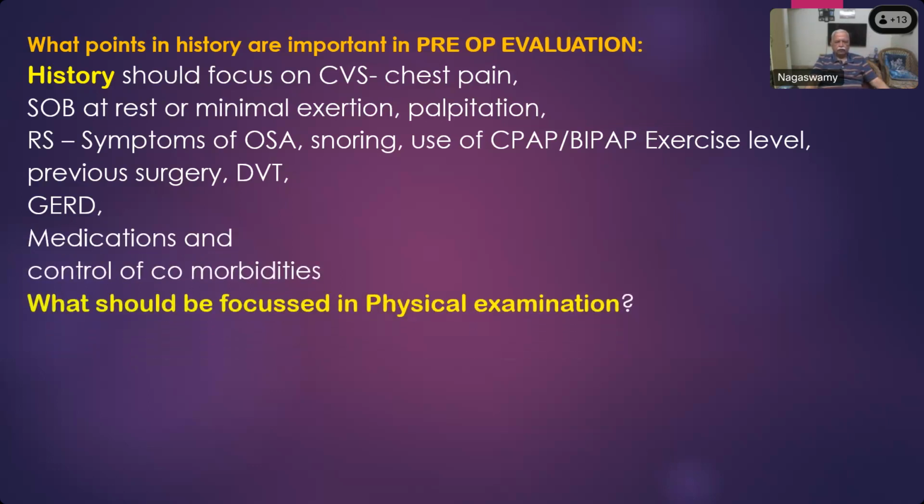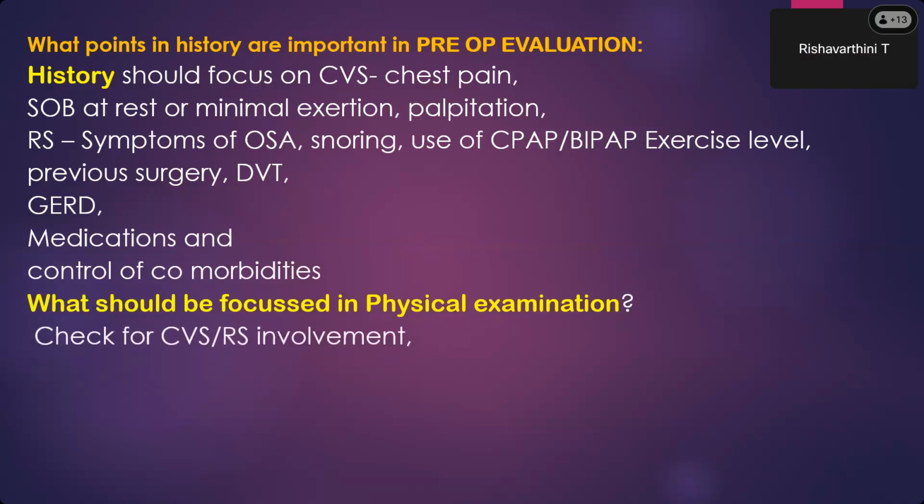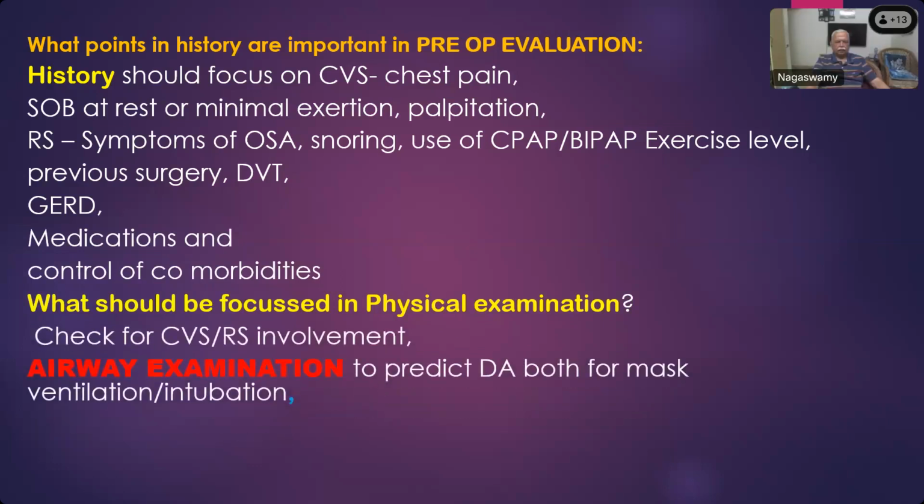What should be focused on in physical examination? So after history taking, what should you focus on in the patient's physical examination? What is the first priority you should look for? Airway. Airway, very good. First and foremost, check for serious RS involvement. Then airway examination to predict difficult airway, both for mask ventilation and intubation. That is why I have given it in red, in highlighted way. So please remember, airway examination in obese plays a very, very important role.